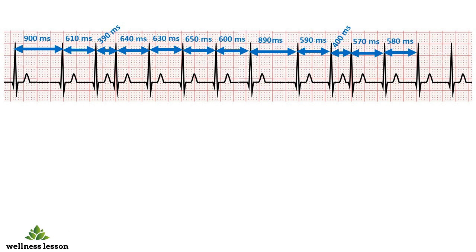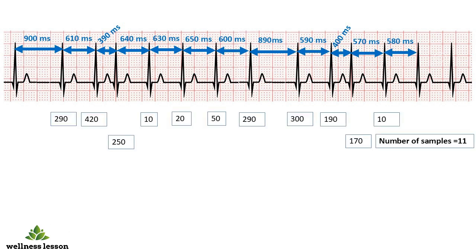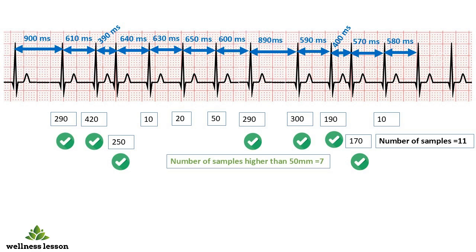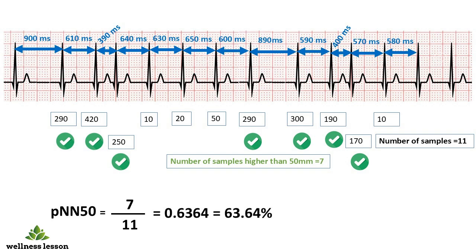Collect a sequence of NN intervals. Calculate the absolute difference between each pair of successive intervals. Count how many of these differences are greater than 50 milliseconds. Divide this number by the total number of interval pairs. Multiply by 100 to get the percentage.